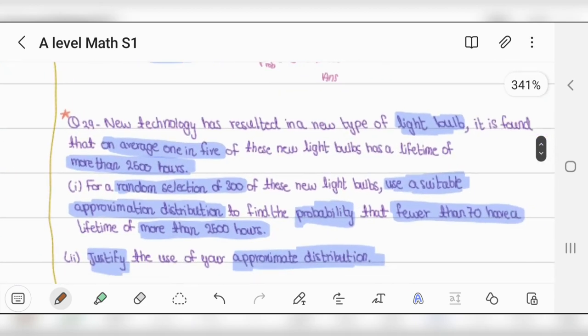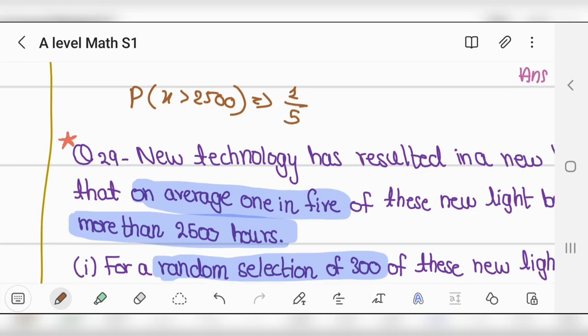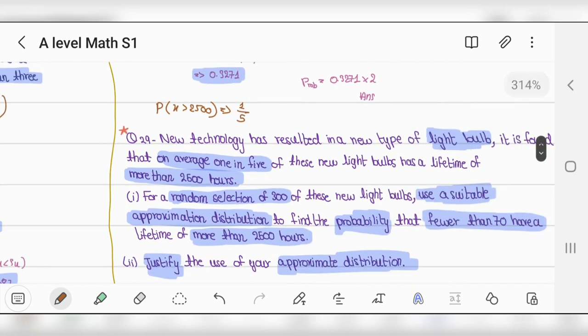Okay, so now you have this question. New technology has resulted in a type of light bulb. It is found that on average 1 in 5 of these new light bulbs has a lifetime of more than 2,500 hours. So this is the probability given that it is greater than 2,500 hours, and the probability is 1 upon 5.